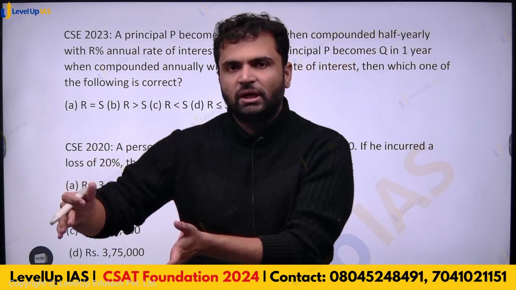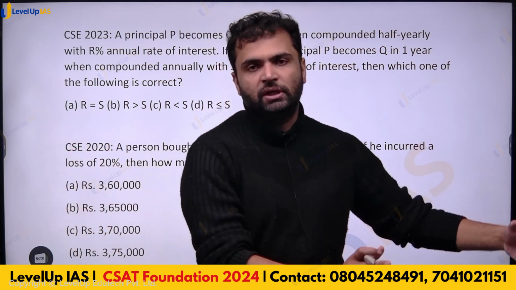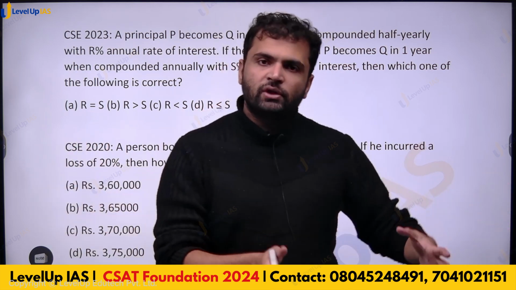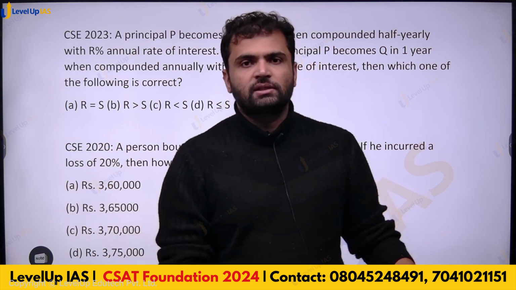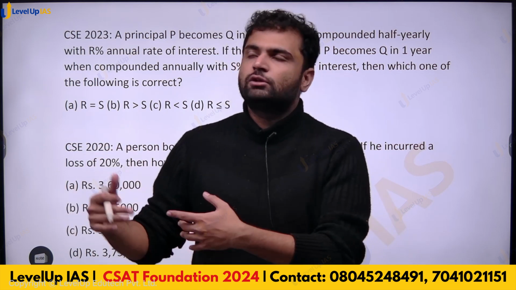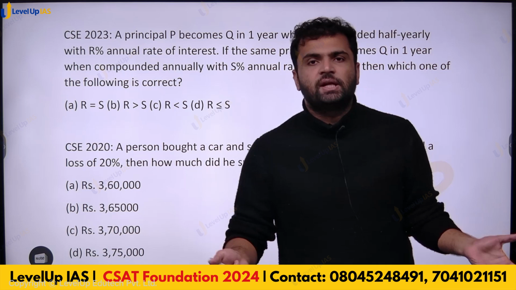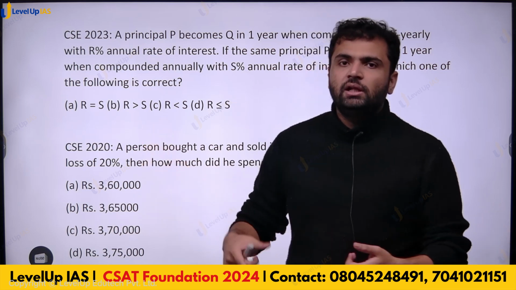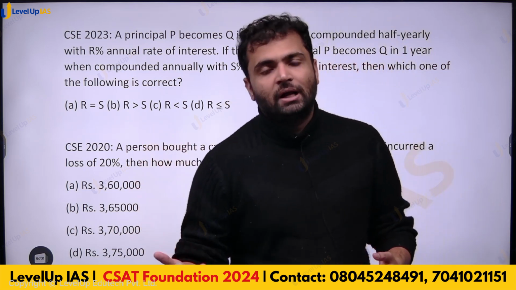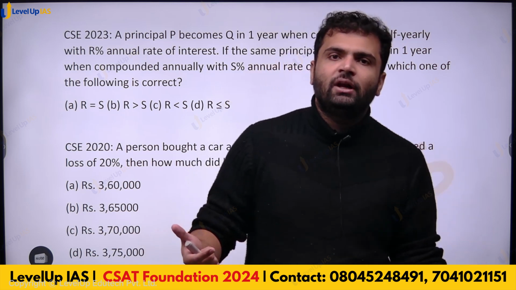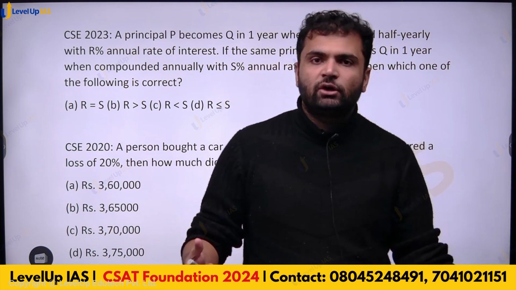So see, the principal amount is the same. In both cases, it is P. And the final amount is also the same, Q, in both cases. The period is also the same, it is 1 year. The only difference is the rate of interest. In semi-annual compounding, you have R% rate of interest. In annual compounding, you have S% rate of interest.